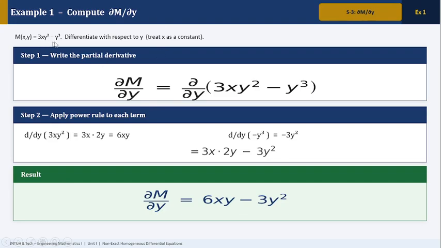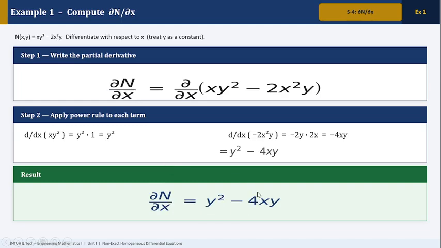M equals 3xy square minus y cube. Write the partial derivative, dou M by dou y. With respect to y partially, take x constant. So dou by dou y of 3xy square: we write the constant term 3x as it is, differentiation of y square is 2y, which gives 6xy. Dou by dou y of minus y cube is minus 3y square. So dou M by dou y equals 6xy minus 3y square.